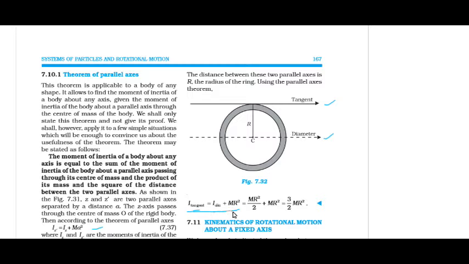This is the parallel axis theorem. So instead of I diameter, we write mr square by 2. From where do we get this value? From the table. And plus this mr square, so we get 3 by 2 mr square. So let us stop today's class here.